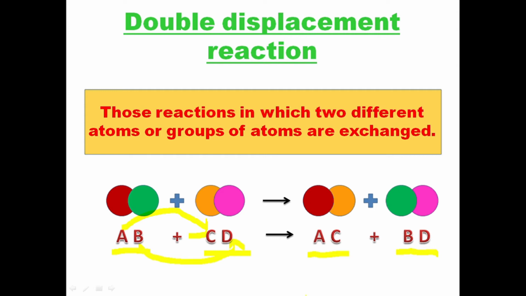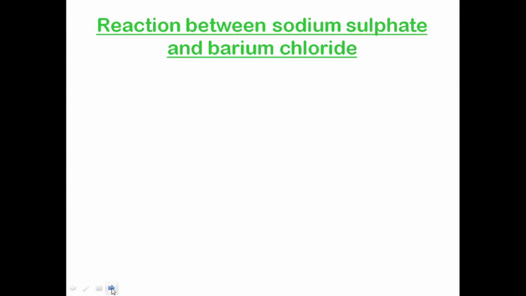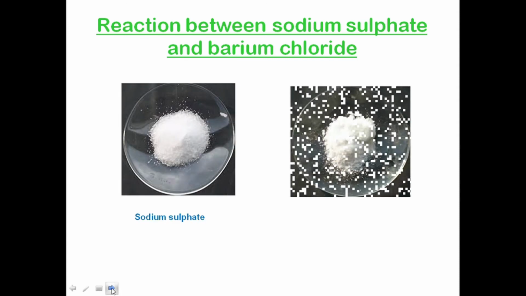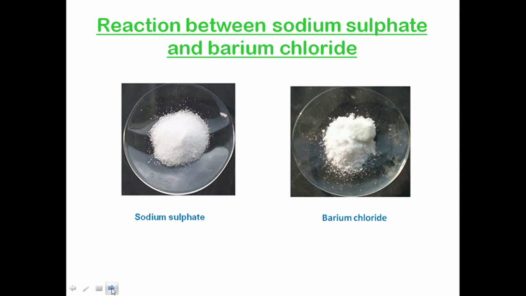In this reaction, one of the products is either insoluble and it separates out as a solid residue, which we call a precipitate, or a gas. Let's take a reaction between sodium sulfate and barium chloride. Sodium sulfate, you can see it is white and powdery. Similarly, barium chloride is again white in color and powder form. Both of them are soluble in water, so we'll form salt solutions individually and then we will mix them and try to see what happens.